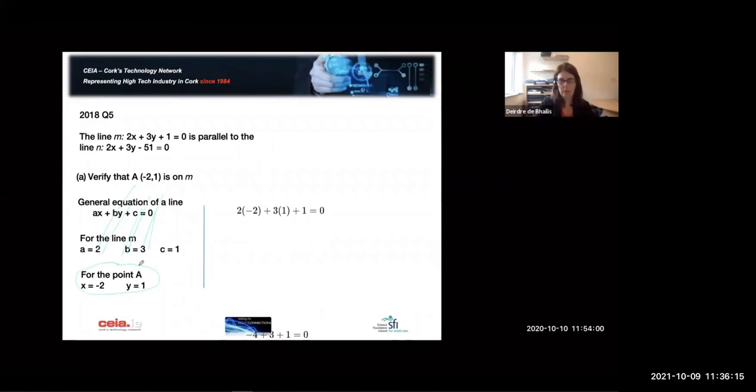When we pop it in, we get minus 4 plus 3 plus 1 equals 0. And we're saying that's correct. We'll end up with minus 4 plus 4 is equal to 0. Again, don't just leave it at that. Say specifically that the point A is a part of M, the line M. So we have shown, we have verified that that is the case. Because if you just leave minus 4 plus 4 is equal to 0, it's not sufficient to just tidy up the answer there.